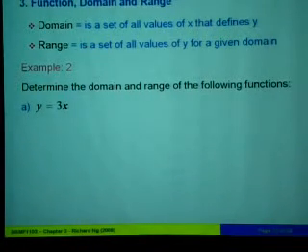Okay, let's move on to the next subtopic known as function, domain and range. So what is actually a domain? Now domain is a set of all values of x that can define the y. Alright? So in other words, domain is all the values of x where y can be defined. Okay? This value of x, of course, you can find from the x-axis. And then for range, range is a set of all values of y from the given domain.